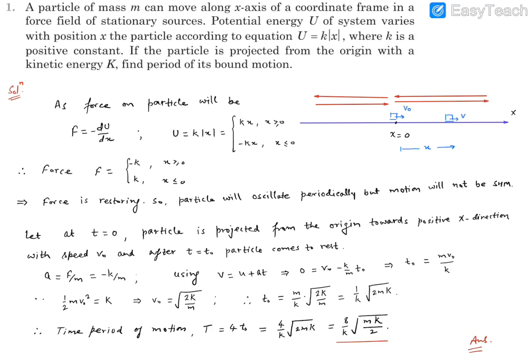Hello, there is question number one. So let me read it. It says a particle of mass m can move along the x-axis of a coordinate frame in a force field of a stationary source. Potential energy of the system varies with x according to this relation: U is equal to k times mod x, where k is a positive constant and x is the location of the particle. If the particle is projected from the origin with a kinetic energy capital K, we need to find the time period of its bound motion.